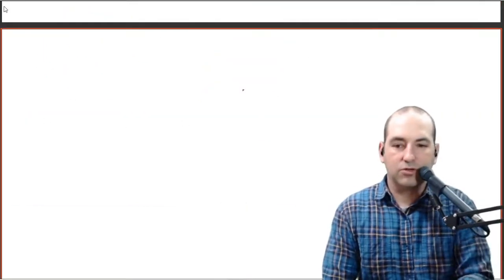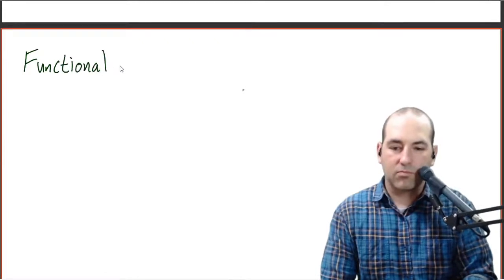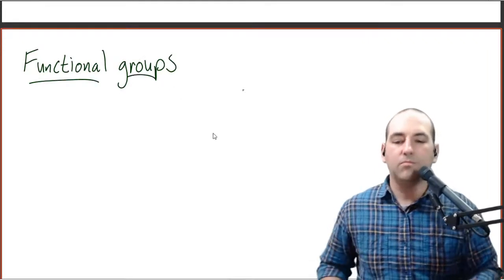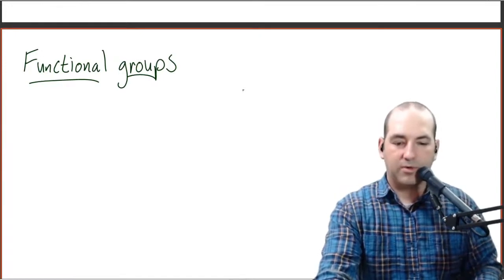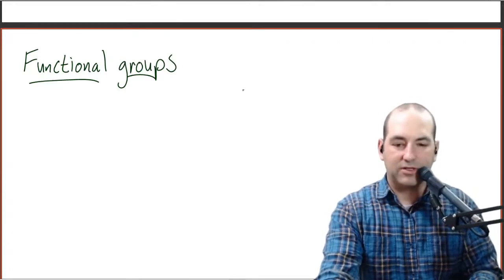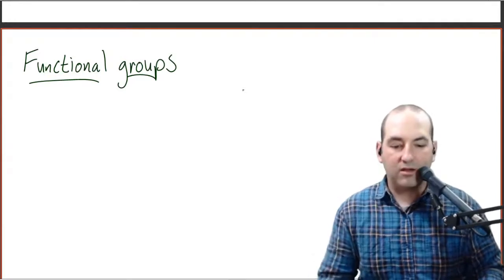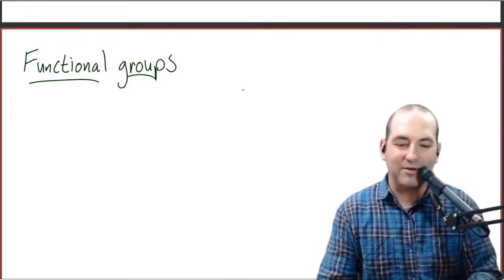So that brings us to functional groups. You're going to like this part. So you may have seen this on the objectives for the chapter. Identify these functional groups: alkyl halide, alkene, alkyne, alcohol, thiol, ether, aldehyde, ketone, carboxylic acid, ester, amide, and amine.